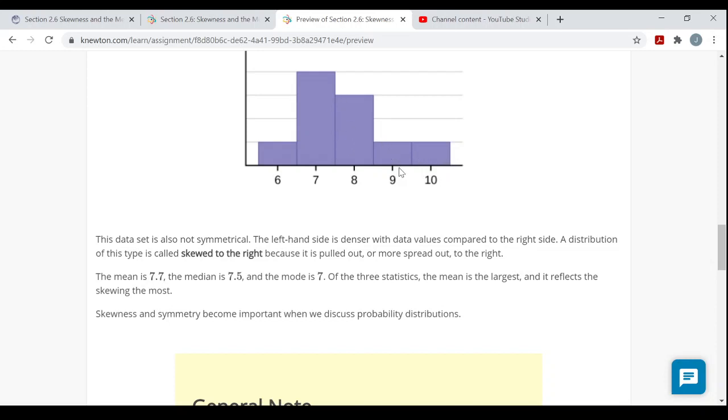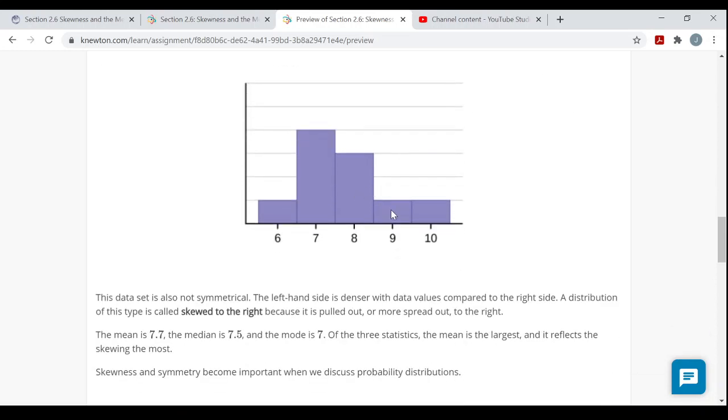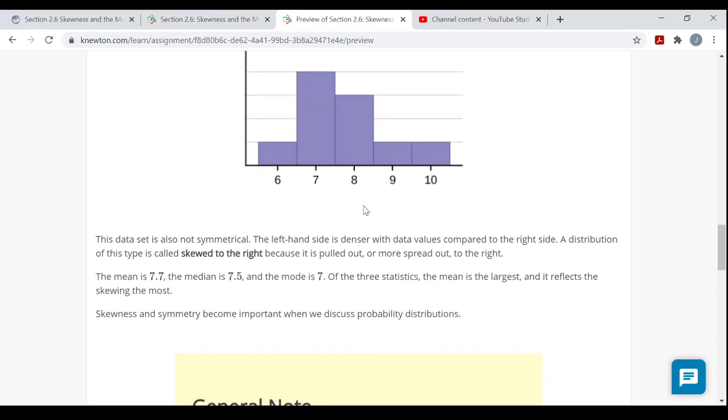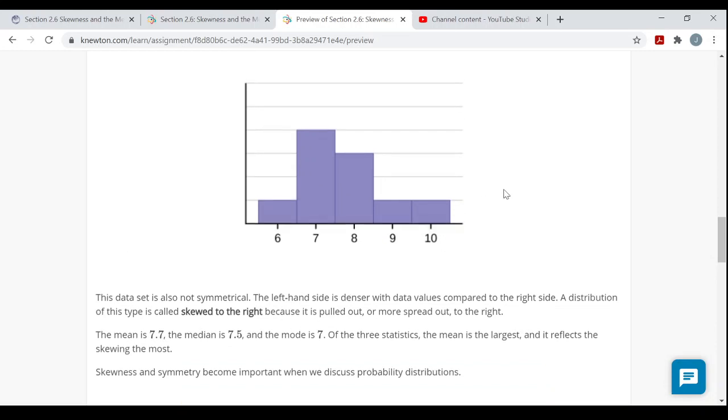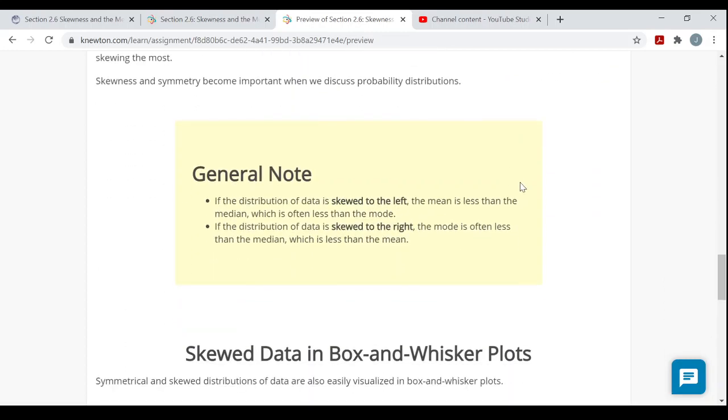So in this case, in a skewed right distribution, the mean will be greater than the median. And they might both be greater than the mode, but the mode, that's not always happening. But you see in this one here, the mean is 7.7, median is 7.5. The mean will be greater than the median if it's skewed to the right.